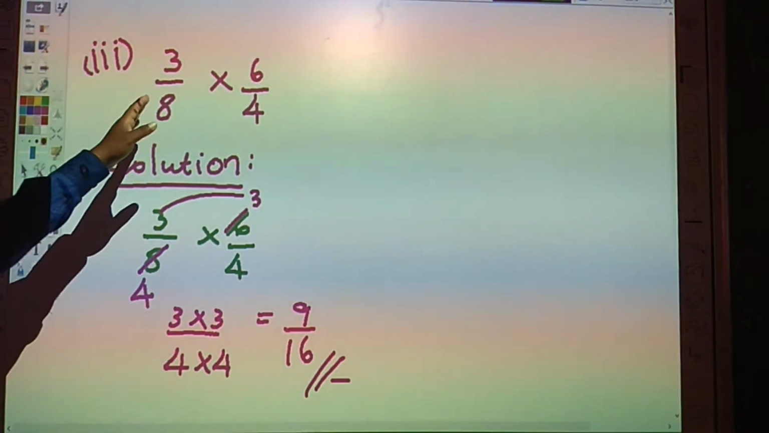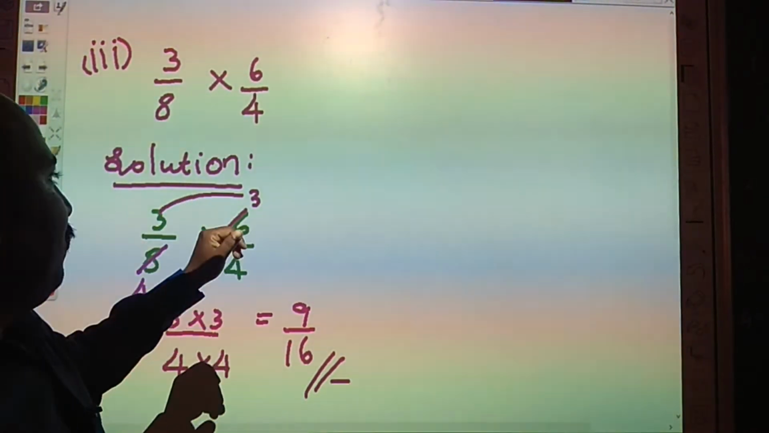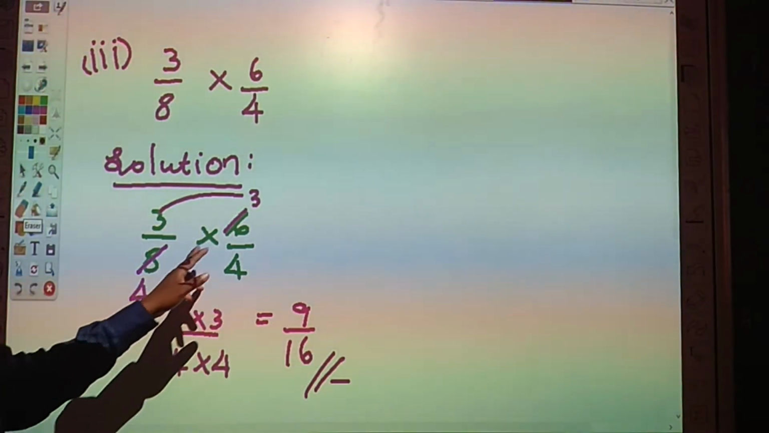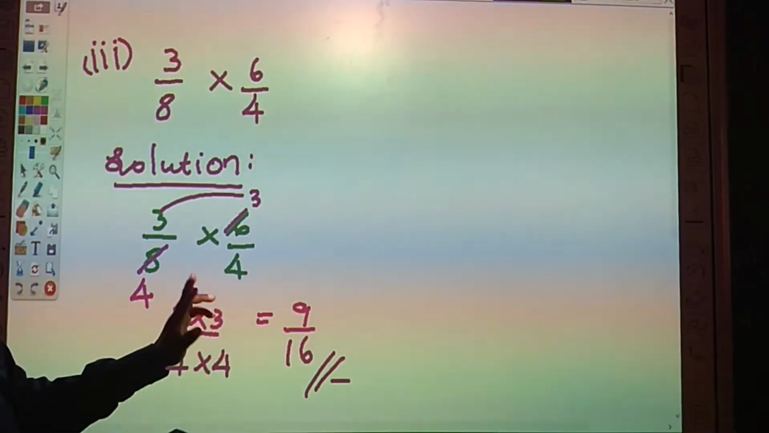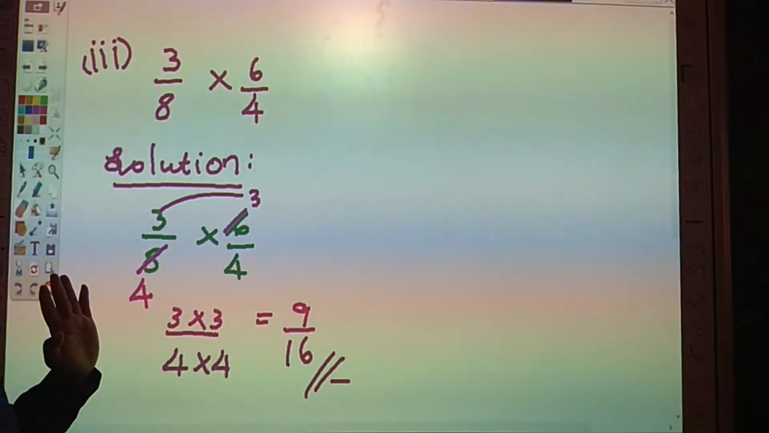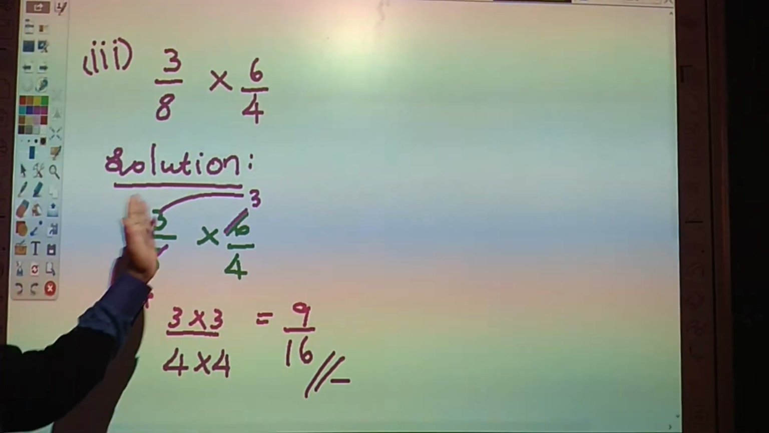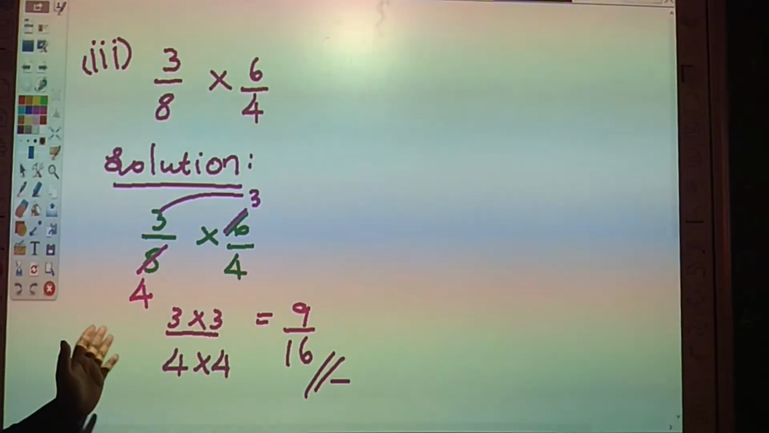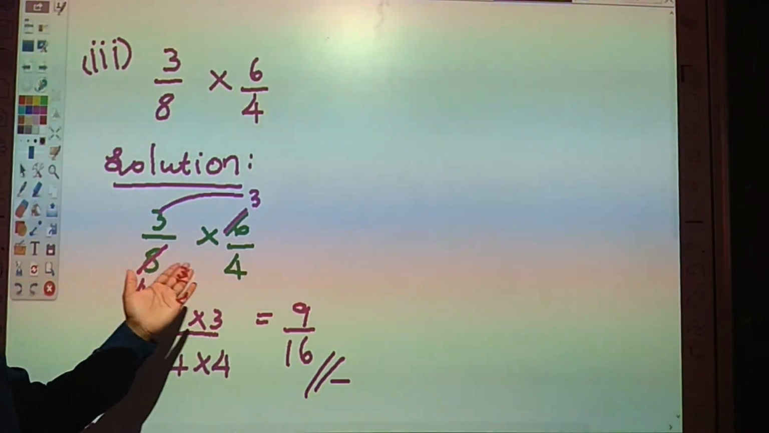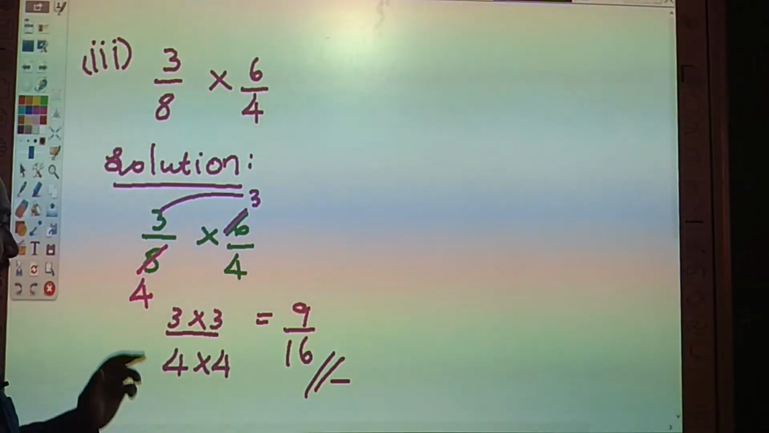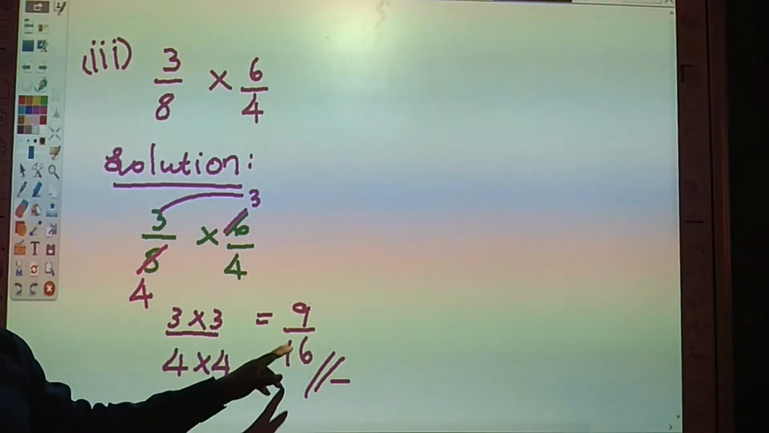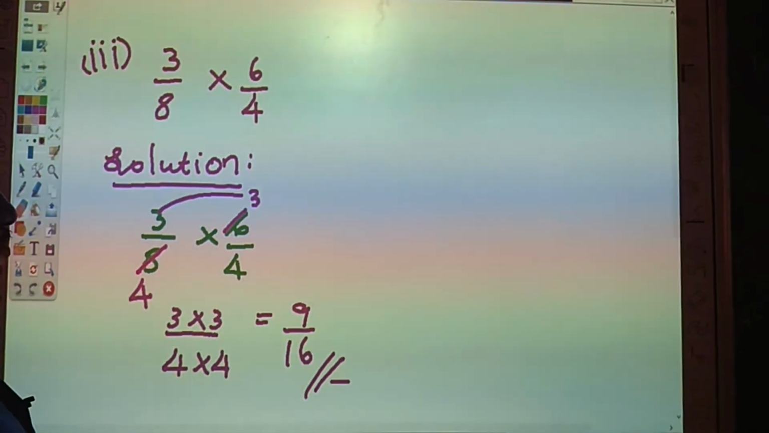So listen. 3 by 8 into 6 by 4. We cancel using the second table, 8 and 6. 3 2s are 6, 4 2s are 8. Next we multiply numerator into numerator and the denominator into denominator. Numerator 3 into 3 is equal to 9. 4 into 4 is equal to 16. So our answer is 9 by 16.